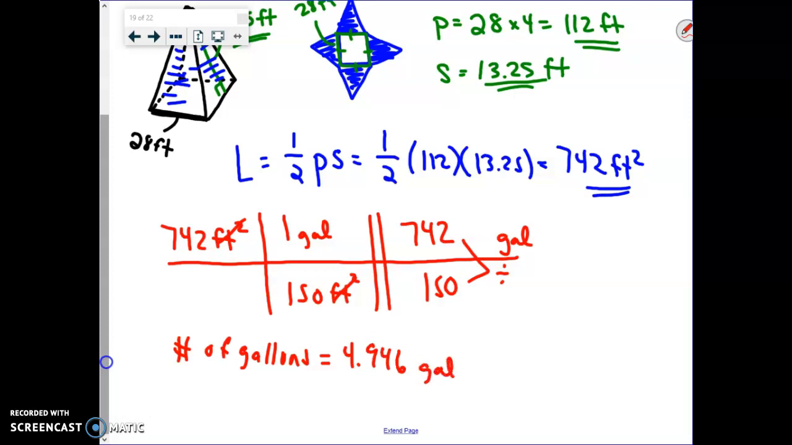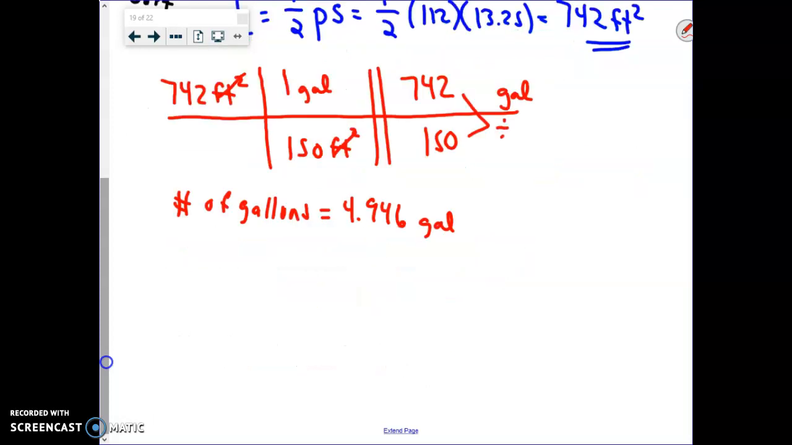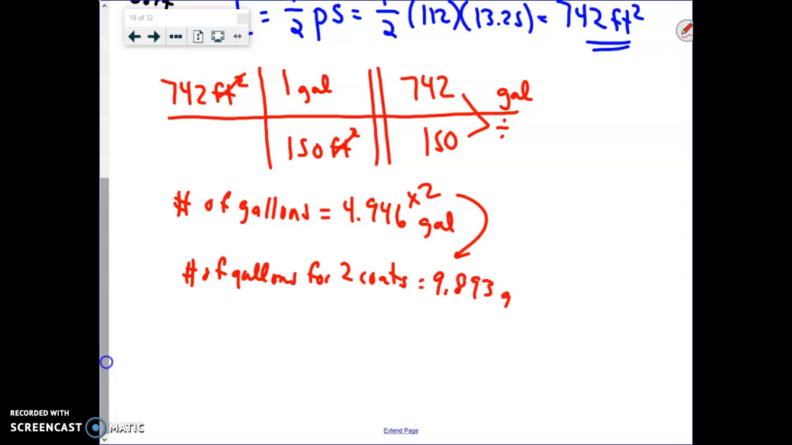Okay? Now remember, that's only for one coat. We're actually going to apply 2 coats. So for the number of gallons for 2 coats of paint, we've got to take this number right here and multiply it by 2. And if we do, we get 9.893 gallons. Now we can't buy a fractional gallon of paint, so we don't want to round down, we're going to round up, so we have enough left over and don't have too little paint, so that's going to end up being 10 gallons.